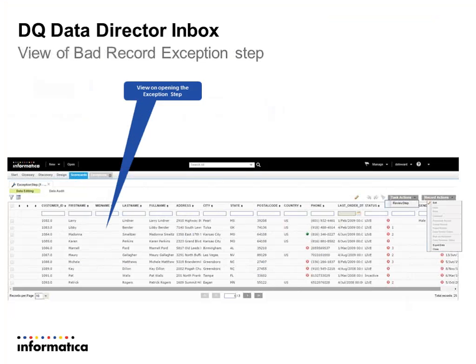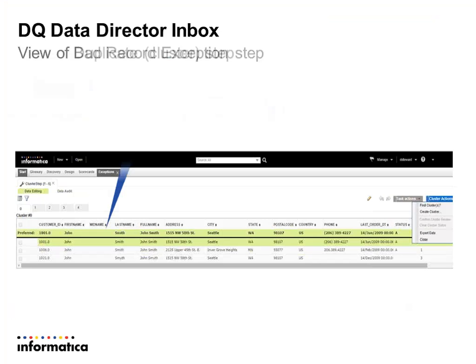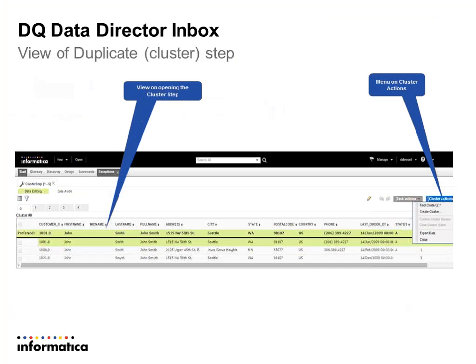So you can see the list of tasks assigned, and also the menus available for the exception step. And for the duplicate, it's again clusters. So you can see the number of clusters and also the other menu available for this.